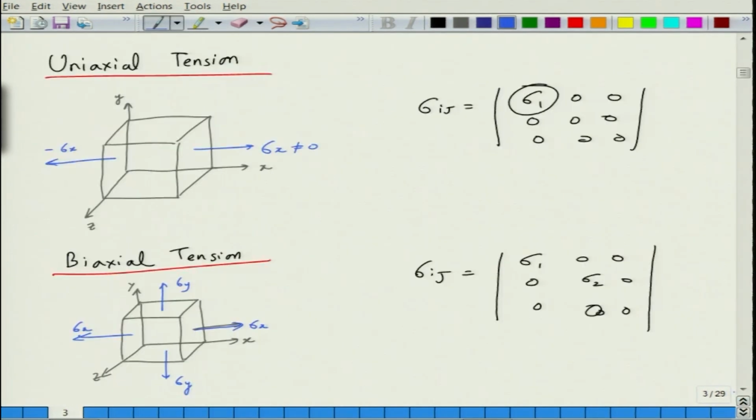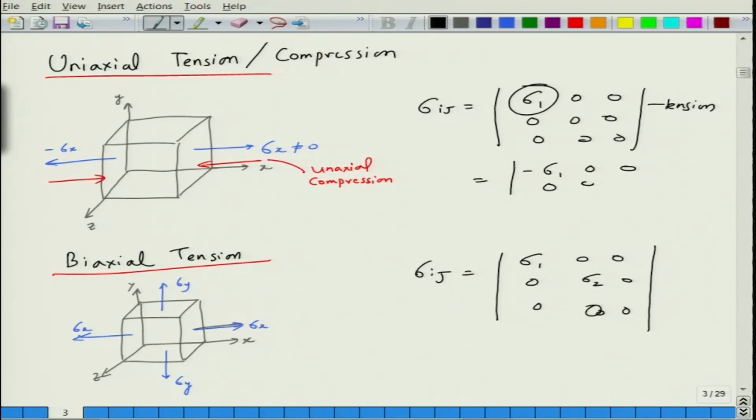So, this will be the stress tensor for biaxial tension. Then, uniaxial compression on the other hand would be, so for compression, so this is for tension, let us say. For compression I can write minus sigma 1 0 0 0 0 0, this will be the stress tensor for compression. The sign is implicit the moment you look at the direction.